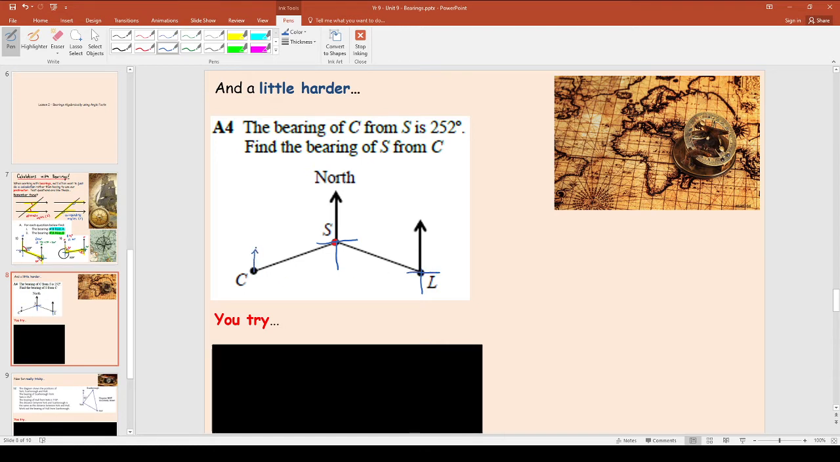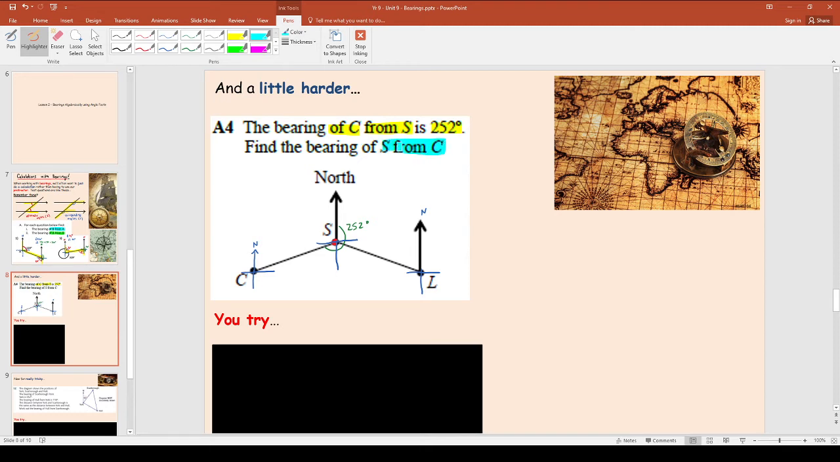Put an arrow on that one to show us north. I'm going to put an N there as well. And here we go, compass point and compass point. Okay, now here's what it's told us, buddies. It says that the bearing of C from S is 252 degrees, which means that starting from S to get to C, which is all the way around to there, is 252 degrees. Cool?